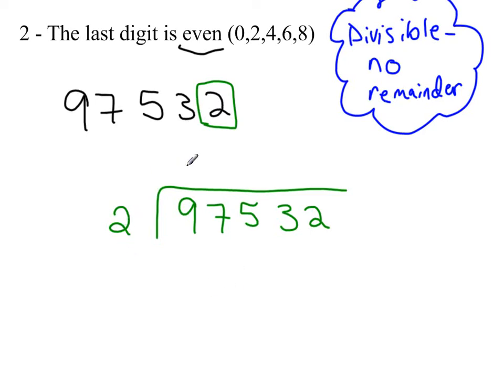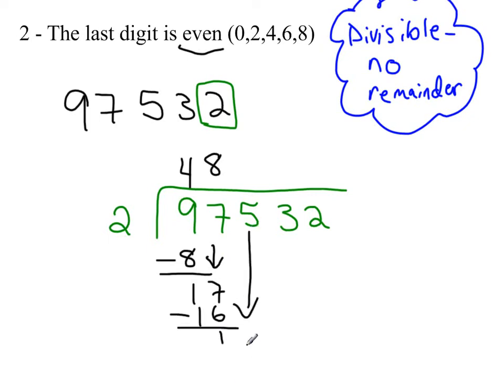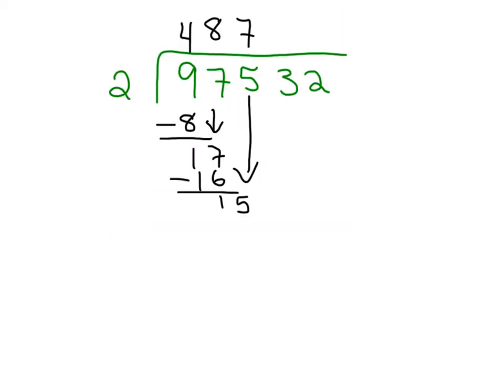2 times 4 is the closest we'll get to 9, because that's 8. Subtract, we got 1, bring down the 7. 2 times 8 is the closest we'll get to 17. We got 16. Subtract 1, bring down the 5. 2 times 7 is the closest we'll get. I'm going to extend my page. And we got 14. Subtract 1, bring down the 3.